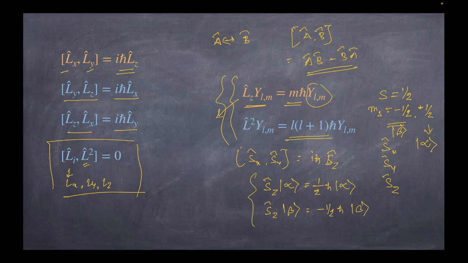So these two relations are important. Basically, if we operate Sz with either alpha or beta, we get the eigenvalue ms times h bar, where ms is the magnetic spin quantum number, and the possible values of ms for an electron are minus half and plus half.